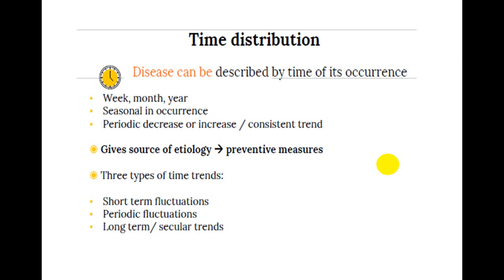Disease can be described by time of its occurrence: week, month, year, seasonal. Periodic decrease or increase gives a source of etiological and preventive measures, and there are three types of trends: short-term, periodic fluctuation, and long-term fluctuation.